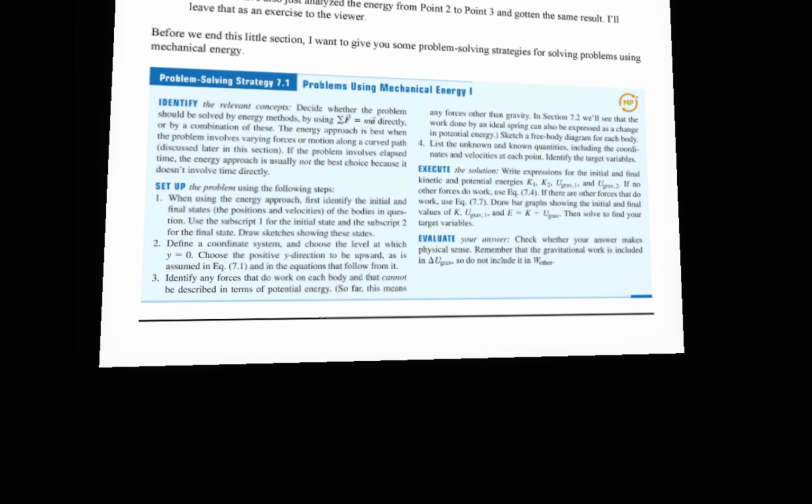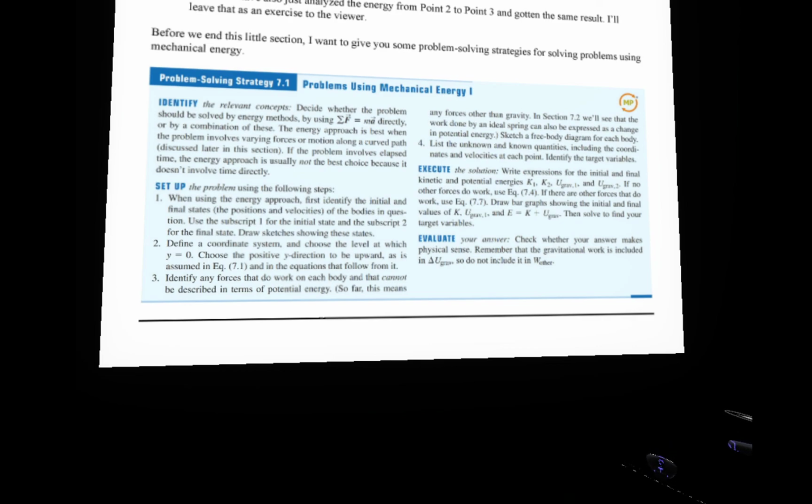So, you want to set up the problem. So you're first going to identify the initial and final states, positions and velocities of the bodies in question. Use subscript 1 for the initial state and subscript 2 for the final state, and draw sketches showing the states. You're going to define a coordinate system and choose the level at which y equals 0. Choose the positive y direction to be up, and if you have gravity involved, then gravity works down. Identify any forces that do work on each body and that cannot be described in terms of potential energy. So far, this means any force other than gravity.